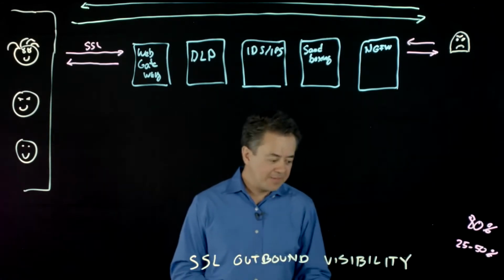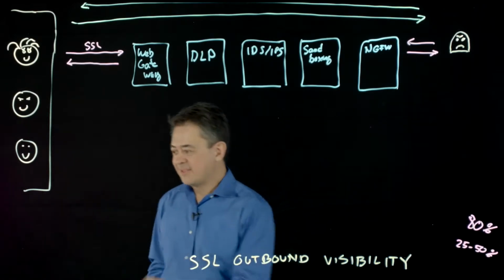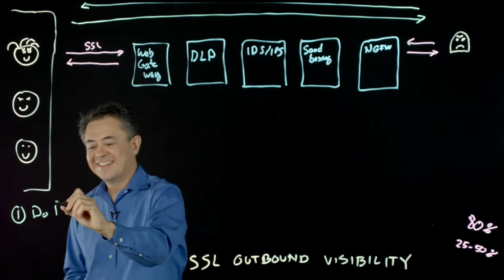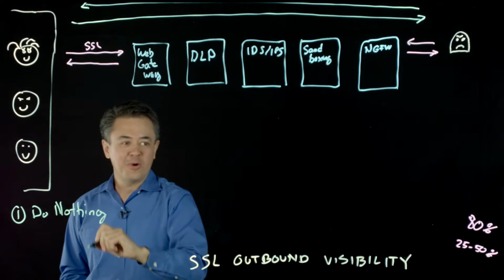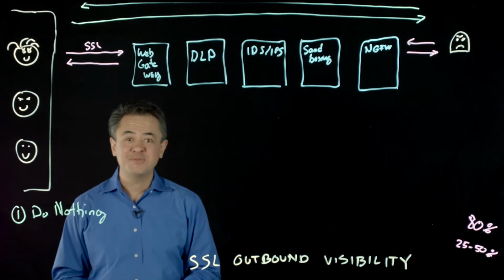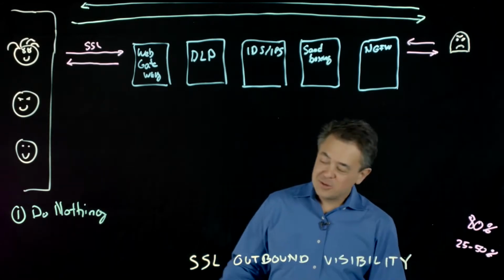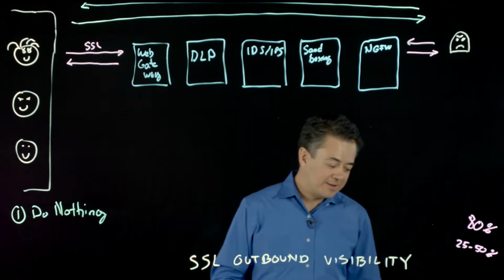Well, let me give you three possible solutions. The first one is do nothing. This is what most people do, actually. Do nothing. Or worry. Maybe you stay up late or take some kind of medication for that. Do nothing. And you can continue to do that, but you're going to miss more and more traffic that's encrypted.